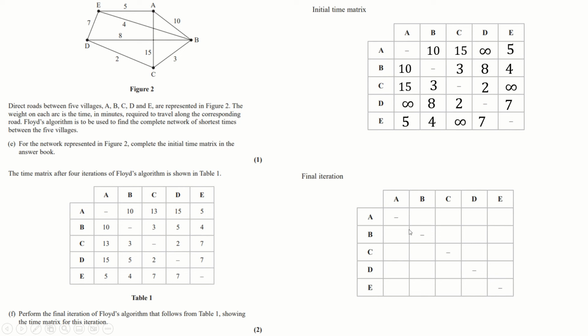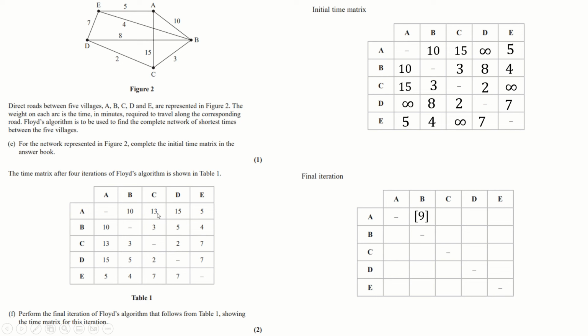Now we're doing the final iteration, and we're focusing on E. So we're thinking, okay, can we get from A to B faster than 10 if we go via E? Well, if we're starting at A and we go via E, that's 5 plus the 4 to get us to B, and that's 9 in total, which is less than 10. So that would be 9, and put some brackets around it to show that you've changed it because it's an improvement.